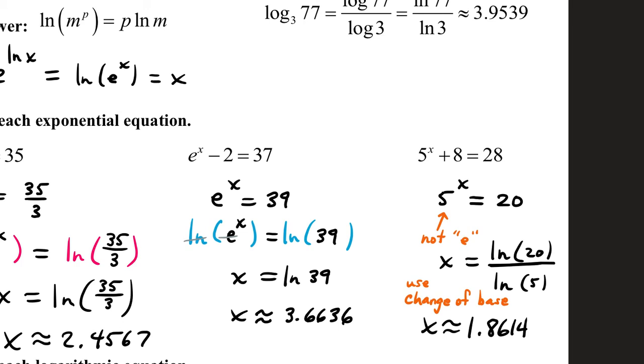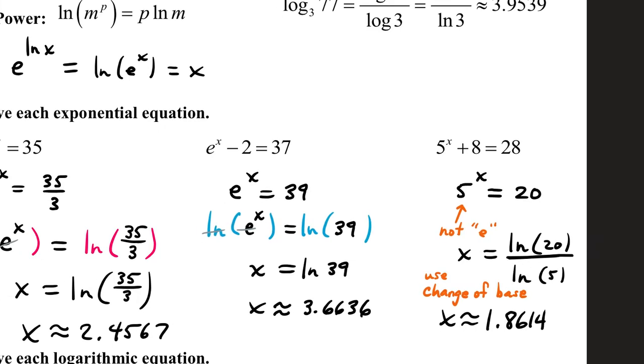If we solve for x, we could take either log of 20 divided by log of 5. I just use natural log of 20 over natural log of 5. This is your exact answer, and it's approximately 1.8614. If you substitute that back in, check it, you'll get 28 or real close to 28, depending on how many decimal places you save.